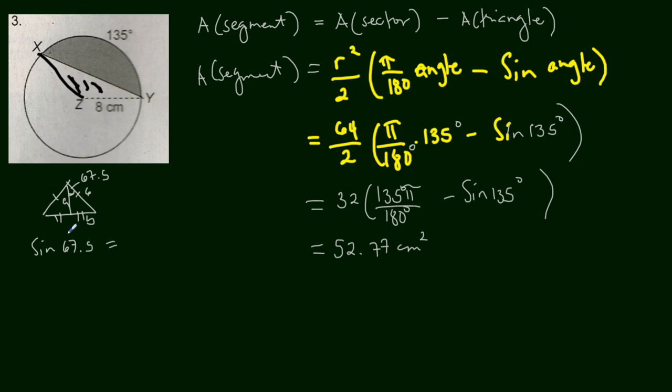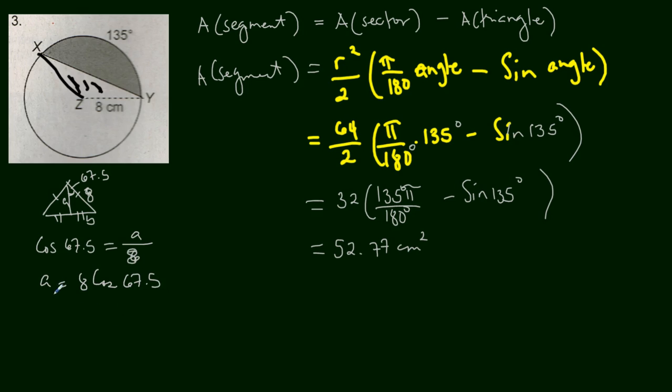is equal to, no, it's not sine, it is cosine. Cosine 67.5 is equal to the adjacent side, that is A, divided by the hypotenuse, which is not 6, that's 8. So we have A is equal to 8 times cosine 67.5.